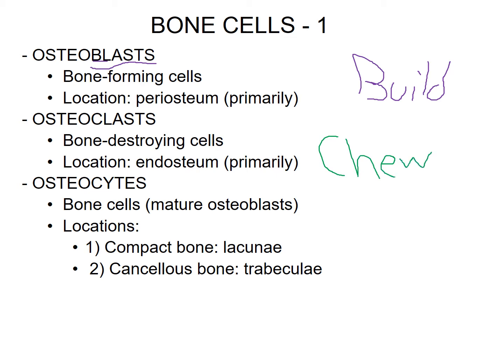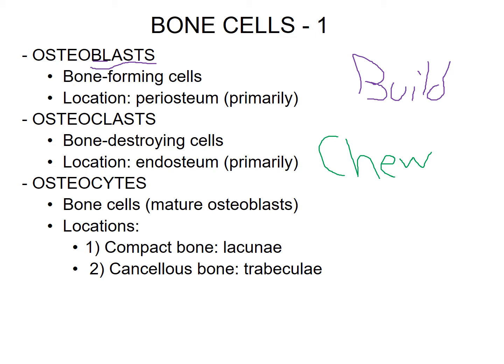And then we said osteocytes are those mature osteoblasts. Basically, they just kind of get trapped as they get older, and really they just kind of hang out in the bone tissue. They do still have a job, but they're just not as active as those osteoblasts and osteoclasts are. All right, so where are these things found? Let's go back up to the top.